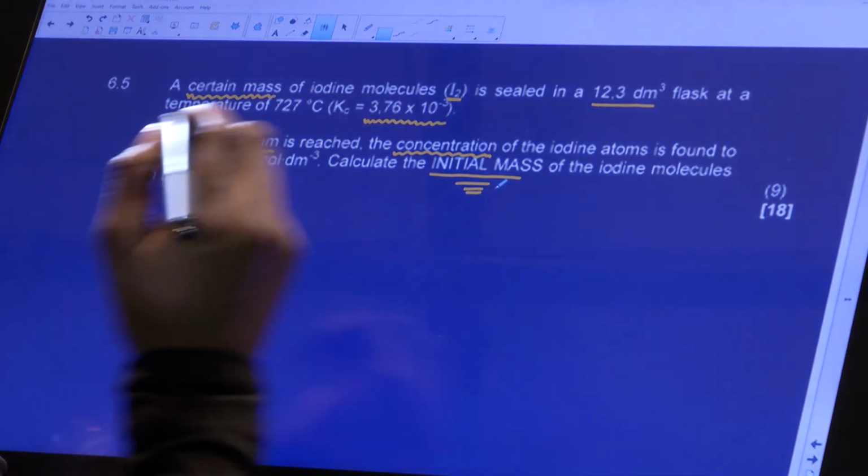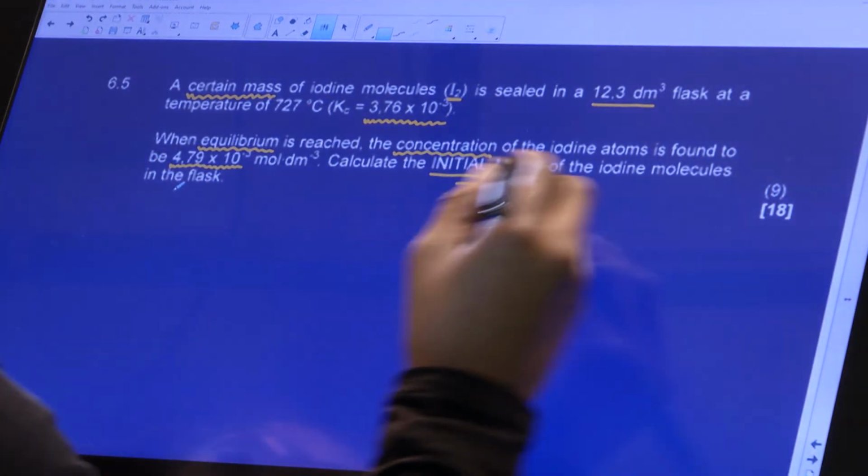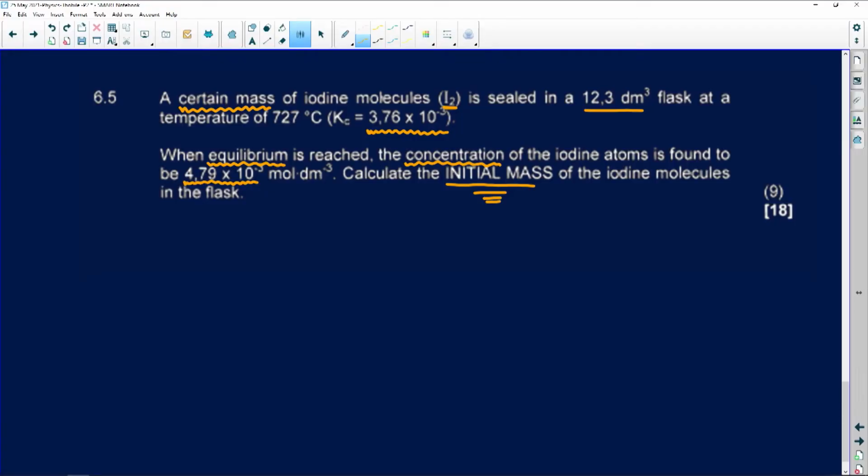Very crucial, you need to first have a balanced equation. I'm going to write it here so I can work half-half on my paper. Remember, our initial reaction equation looked like this: I2 reversibly forming 2I. So I had a mole ratio of 2 is to 1. It was a reversible reaction.